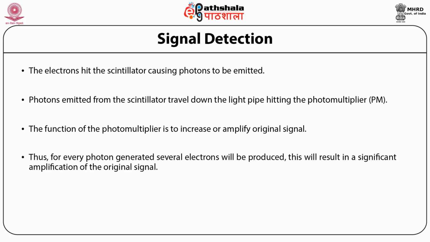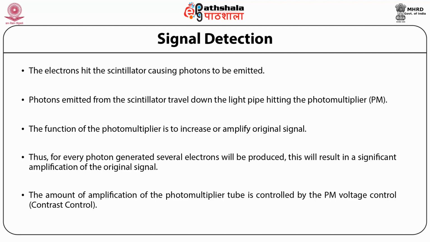Thus, for every photon generated, several electrons will be produced, resulting in a significant amplification of the original signal. The amount of amplification of the photomultiplier tube is controlled by the photomultiplier voltage control.